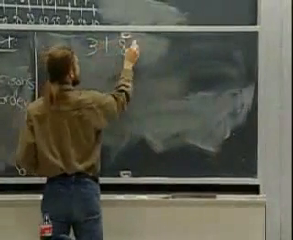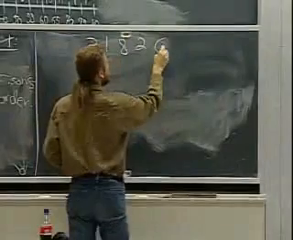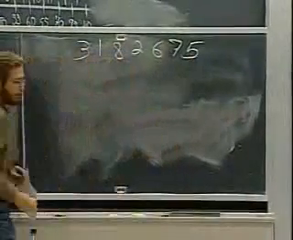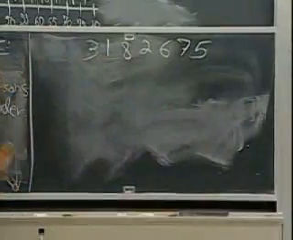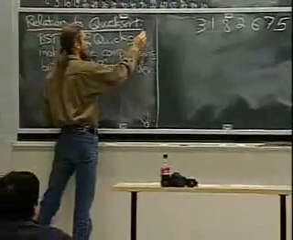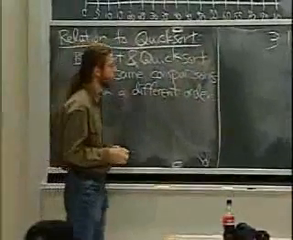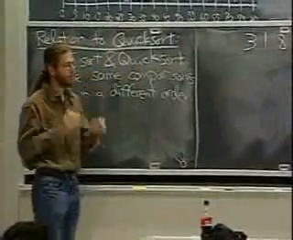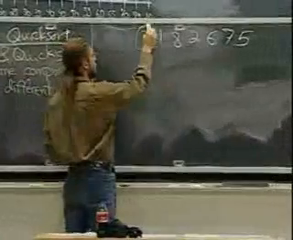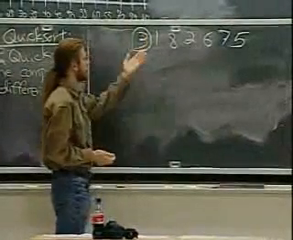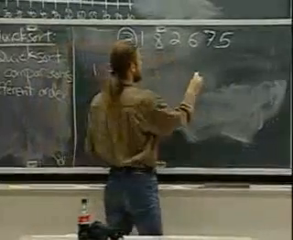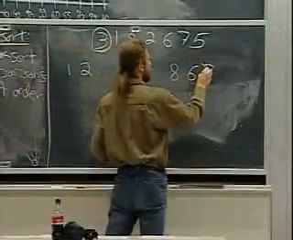3, 1, 8, 2, 6, 7, 5. So there's an array. We're going to run a particular version of quicksort. I have to be a little bit careful here. Sort of the obvious version of quicksort. Remember, our standard boring quicksort is you take the first element as the partition element. So I'll take 3 here, and I split into the elements less than 3, which is 1 and 2, and the elements bigger than 3, which is 8, 6, 7, 5.